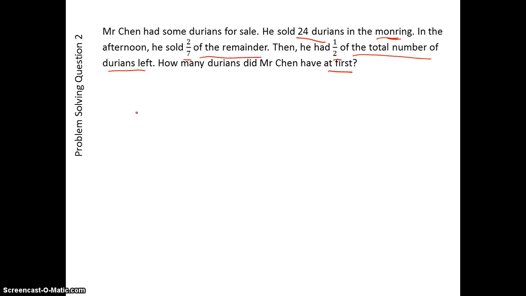So let's try branching. Okay, so I have durians. In the morning, he sold 24. Okay, so this is my remainder. I don't know what the remainder is here, but I do know he sold 27 of the remainder in the afternoon. And then what is left is half of the total number of durians. So it's actually half of my durians.